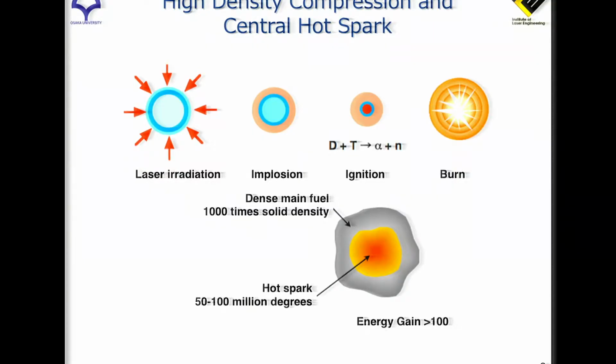First of all, in top left, a plastic capsule containing DT ice is irradiated either by laser or X-ray, and then the surface part is ablated, and the inner part is imploded, and at the maximum compression time, the D and T fuse to produce alpha and a neutron, and that generates the ignition, and the burn wave propagates through the main fuel.